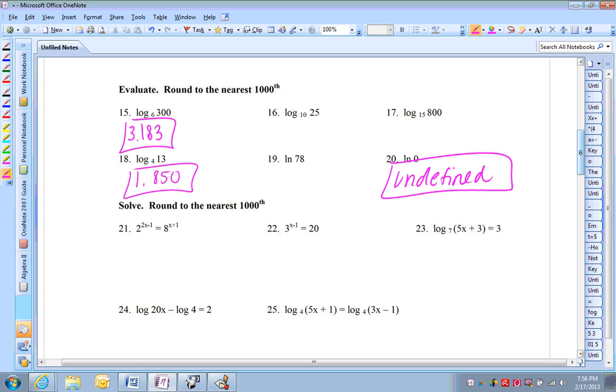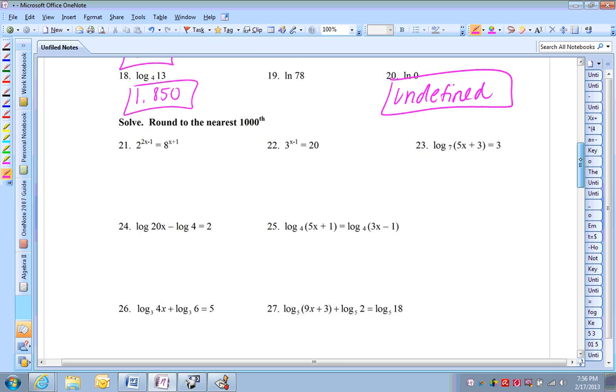Okay, moving on to the next section where we're solving exponential and logarithmic equations.